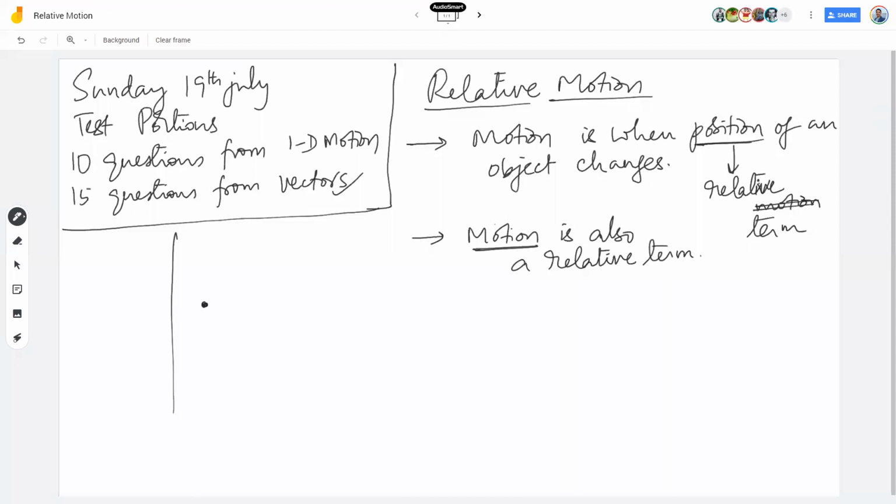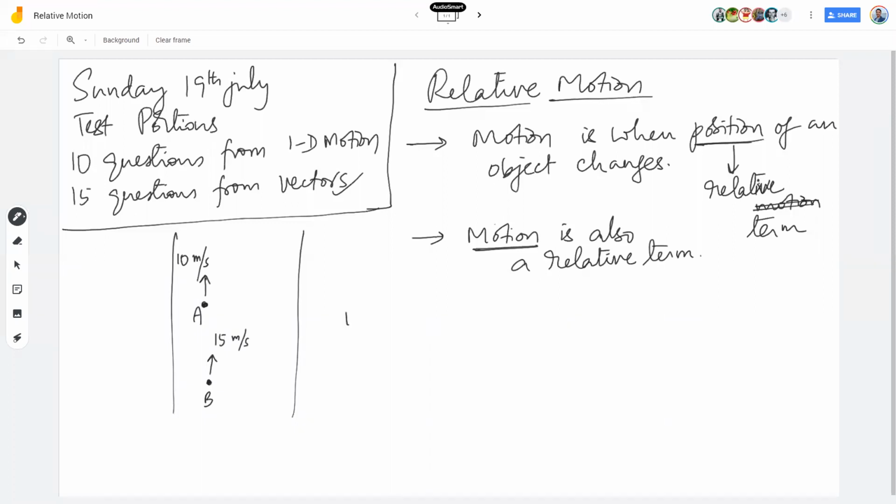this is a road. Say, for example, this is a road, and an object A is moving on this road in the direction shown, at a speed of 10 meter per second. This speed is measured with respect to the road. On the same road, if another object, say another car, B, is moving at a speed of 15 meter per second with respect to the road.